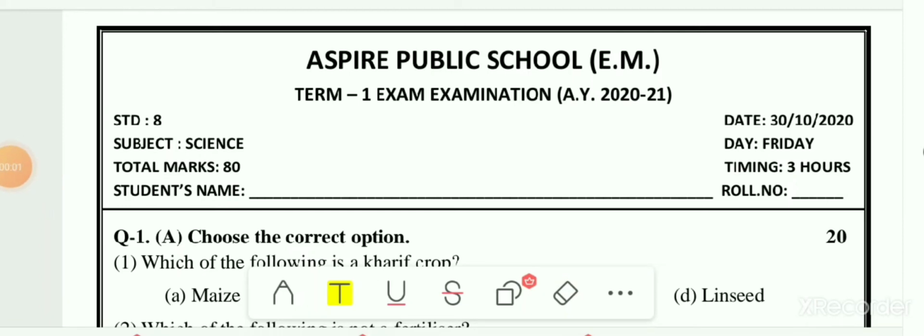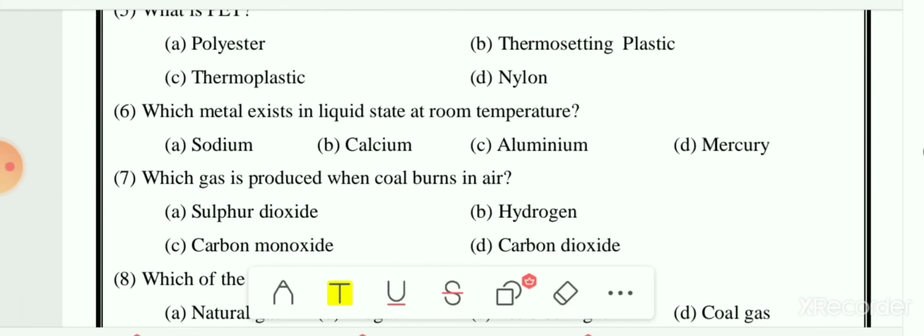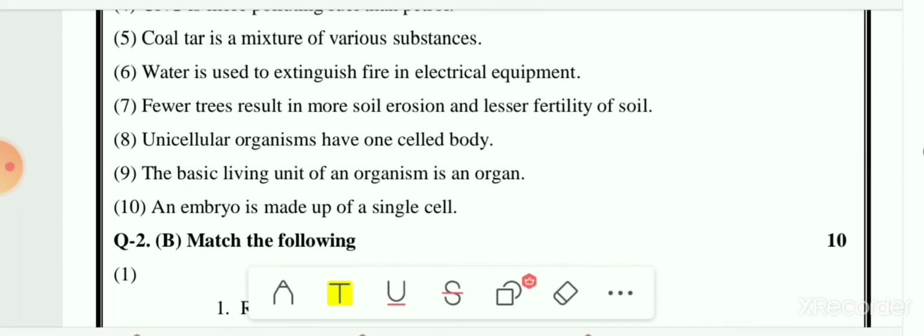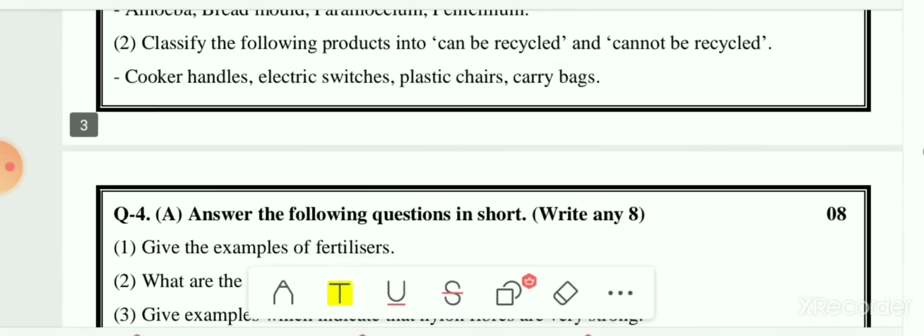Hello students, in this video we are going to solve the remaining questions of our Essay 1 paper, Subject Science, Class 8 NCERT. In the previous video we had solved up to question number 3b. So here we are starting from question number 4. Question number 4 is given to you.